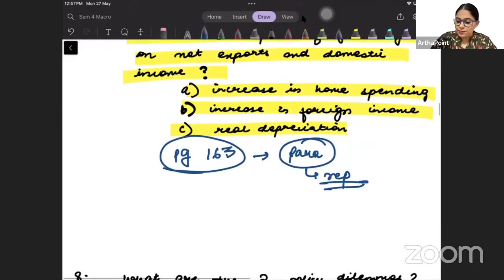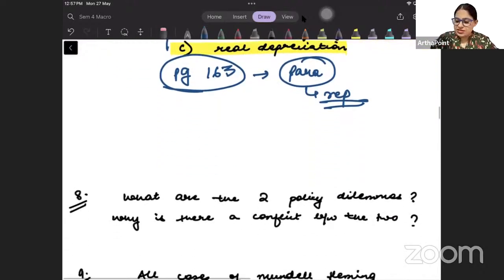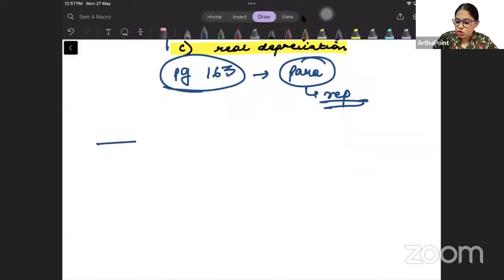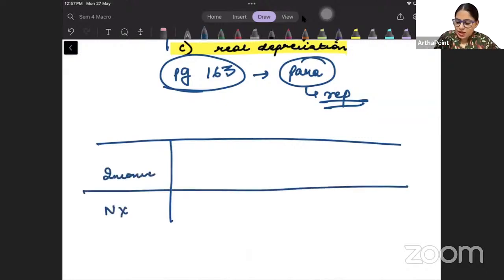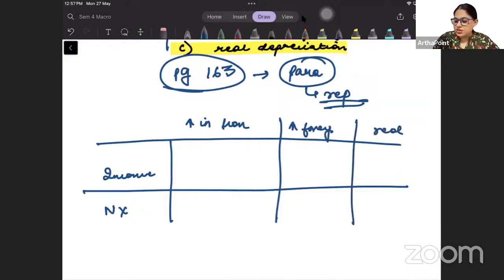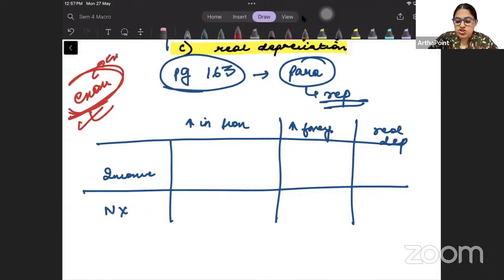आप उसे explain करोगे. और इन तीनों के लिए, for these 3 pointers, point A, B, and C, you will go ahead and you will make that table which is given on the same page, which says income and net export. And here it says increase in home spending, it says increase in foreign income, and it says real depreciation. As it is, you have to make in your exam. If you will make this table, it will give you extra marks.